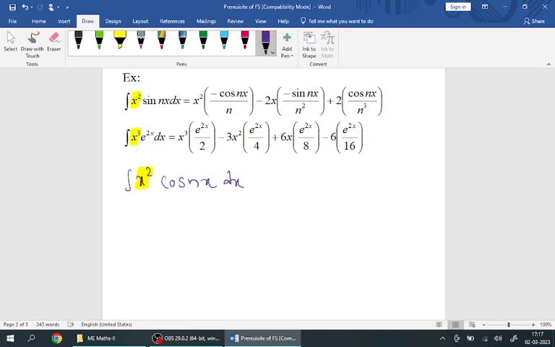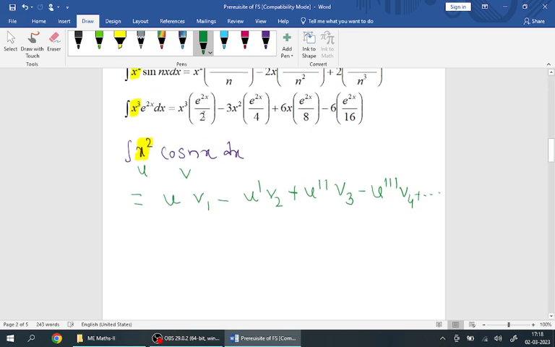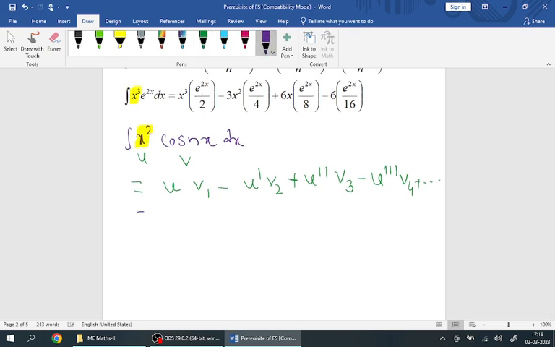The generalized by parts starts with, see here, we denote this as u and this as v. The formula starts as u v1 minus u dash v2 plus u double dash v3 minus u triple dash v4 and plus, and so on. So this is the formula. In this formula, if you start to write these values, u is x square, as it is we are writing, better to keep the bracket. Then v1 is the integration of v, so the integration of cos nx is sin nx by n.